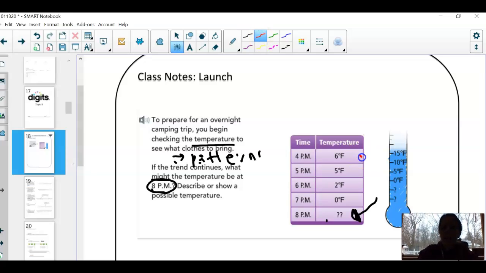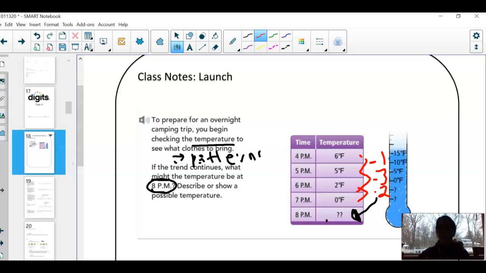Right now I see that 6 to 5, it goes down 1. Then from 5 to 2 degrees, now I'm going down 3. Then from 2 to 0, I go down 2. So I see that it doesn't follow an exact pattern. It's not like menos uno, menos uno, menos uno. It's not like minus 1, minus 1, minus 1.